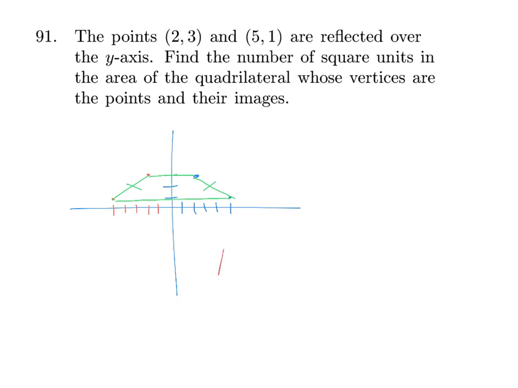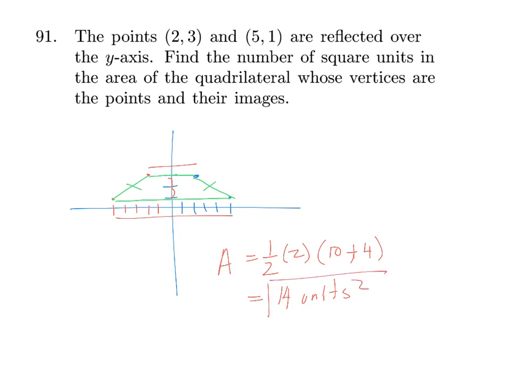And the area of this would be half of the height, which is just 2 units, times base 1, which is 10 units, plus base 2, which is 4 units. So it's going to be half of 2, which is 1. 10 plus 4 is 14. Yep, that's it. 14 units squared. Done.